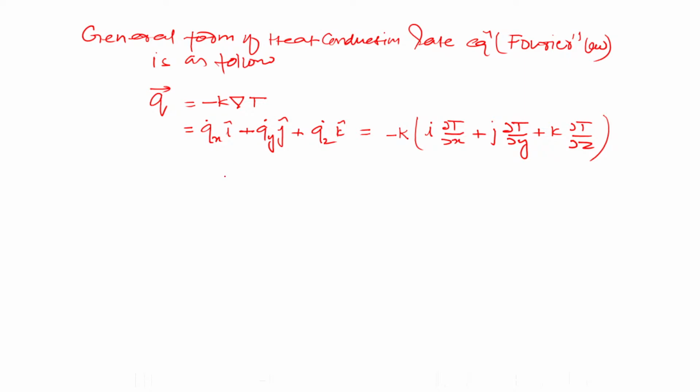And in this case, temperature is a function of x, y and z and it is a scalar temperature field. Temperature is a scalar quantity and gradient of a scalar is a vector.